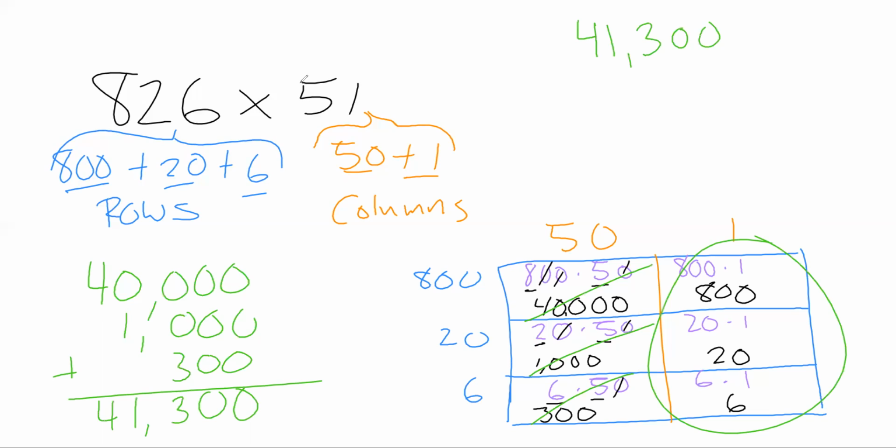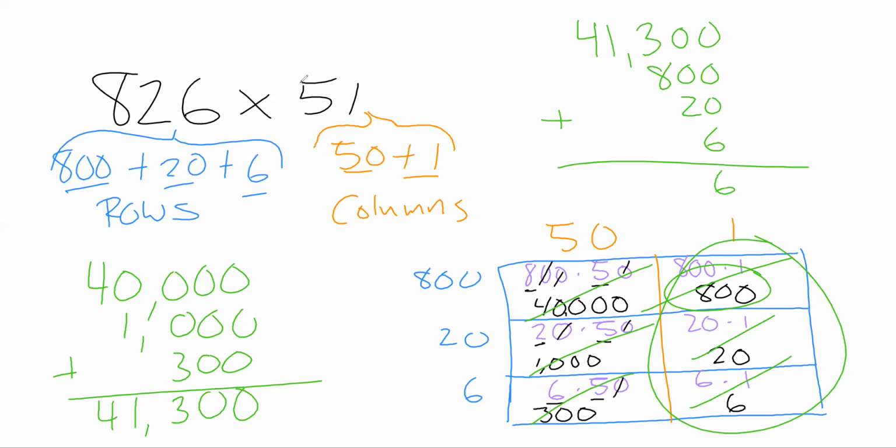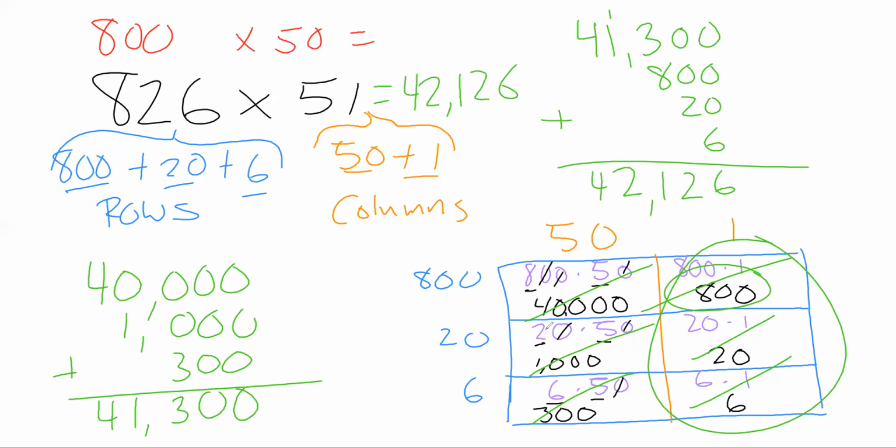All right. Give it some space so you can line things up. Now we're going to add on the 800, the 20, and then the 6. So it gives me a 6 in the ones place, a 2 in the tens place, a 1 in the hundreds. I got to regroup. That's 2. So there you have it. 826 times 51 is going to get me 42,126.